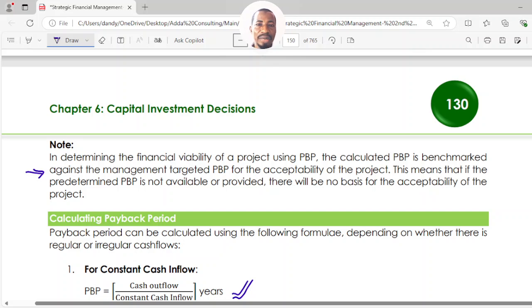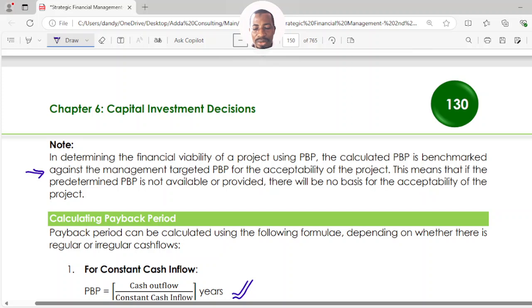Oftentimes, the examiner may want you to advise on whether the project should be accepted or not. So what this is simply saying is that if the management targeted payback period is not given to you, there will be no basis for the acceptability of the project, because you cannot compare your calculated payback period with the useful life of the project. That's not what you should do. It has to be benchmarked against the management intended payback period.